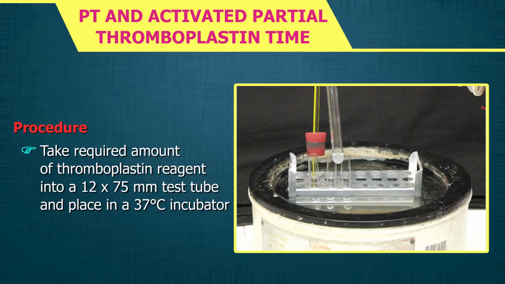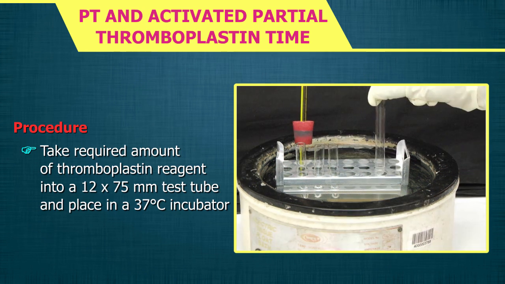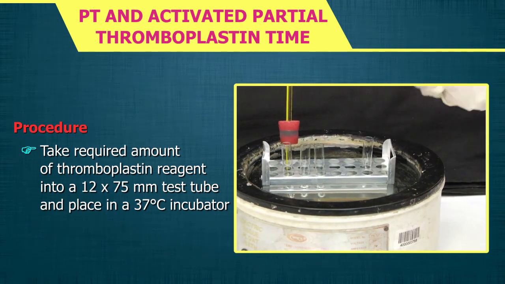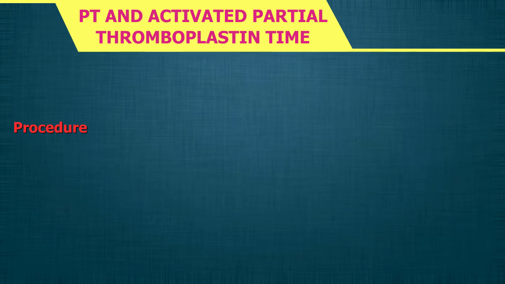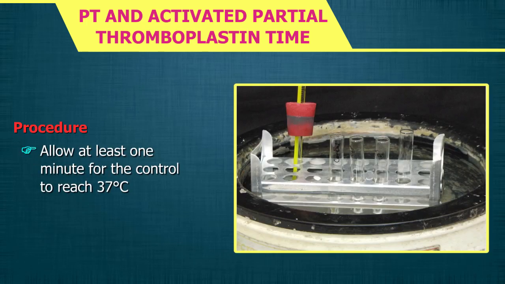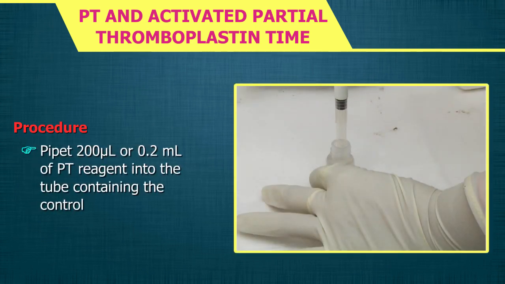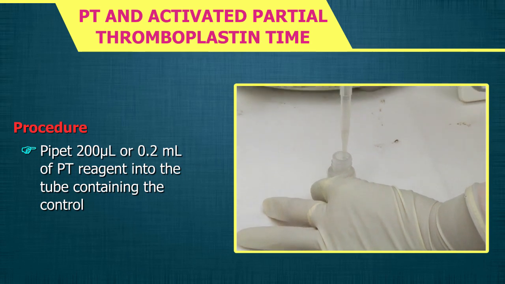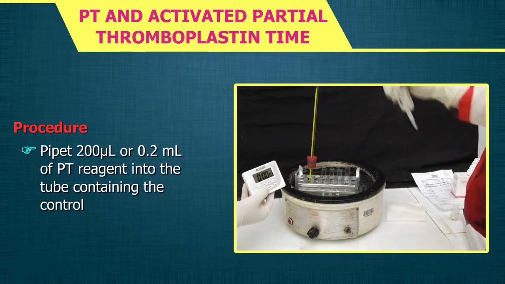2. Take required amount of thromboplastin reagent into a 12 into 75 mm test tube and place in a 37 degrees Celsius incubator. 3. Pipette 100 microliters or 0.1 ml of control. 4. Allow at least 1 minute for the control to reach 37 degrees Celsius. 5. Pipette 200 microliters or 0.2 ml of PT reagent into the tube containing the control.